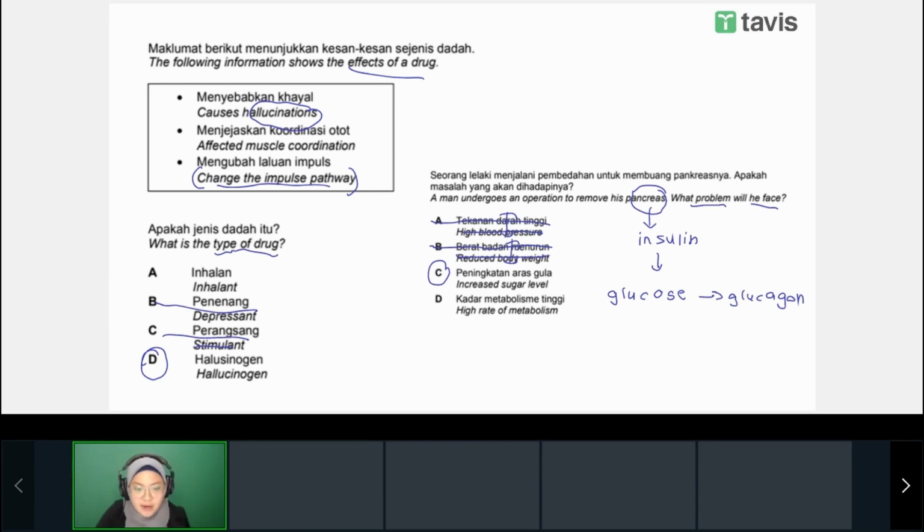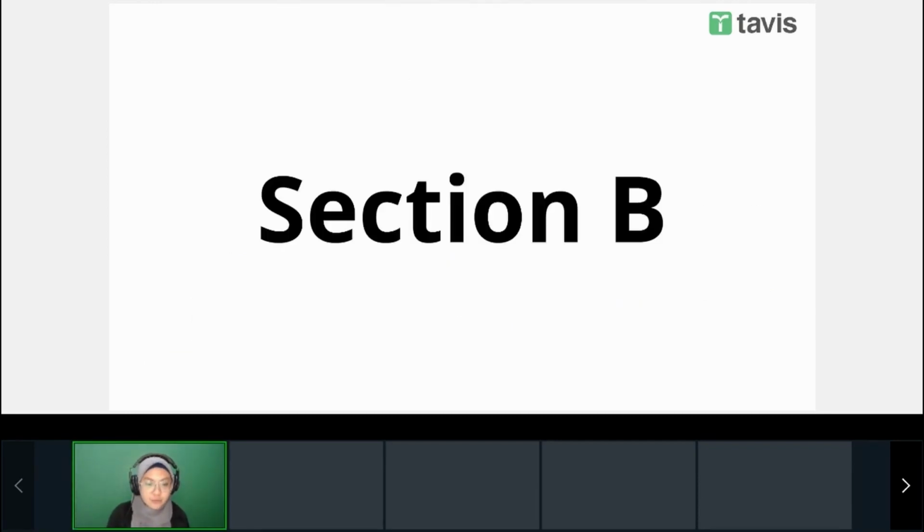Let's see D first. High rate of metabolism. Metabolism has something to do with the food that we eat. Okay, so the correct answer is C. Okay, we are done with paper 1.